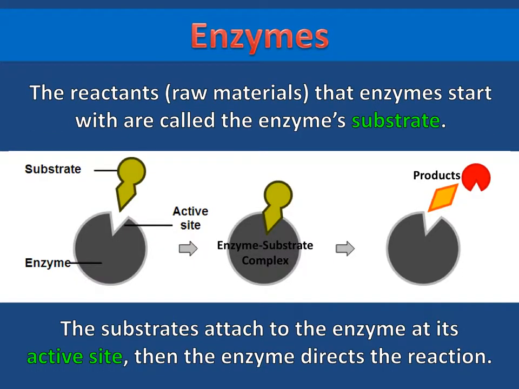The reactants, or the raw materials that enzymes start with, are called the enzyme's substrate. So here's the substrate. And remember, that has to be a certain shape. It has to be the same shape as the active site on the enzyme. Question 11, what do we call the reactant that attaches to the enzyme? And you want to write what's in green, substrate.